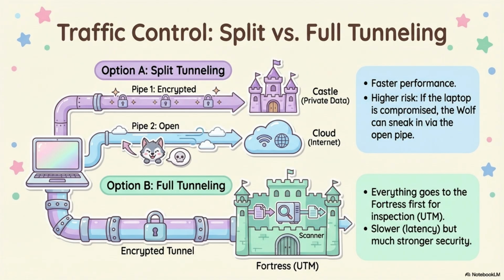Administrators must choose between split tunneling and full tunneling. Split tunneling sends only private network traffic through the encrypted tunnel, while other traffic goes directly to the Internet.